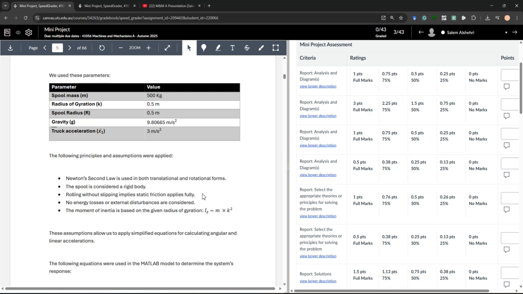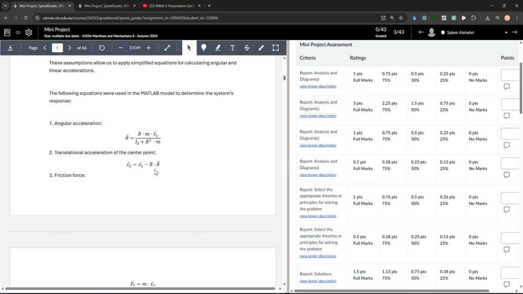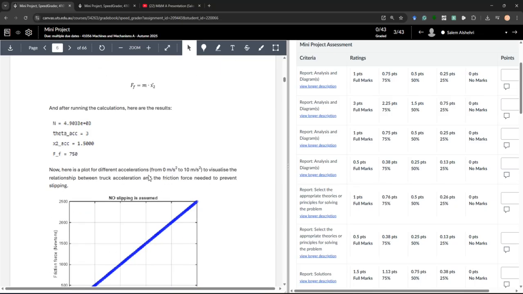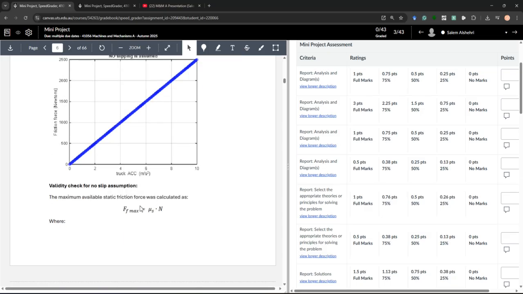Once again, he got all that from the MATLAB. Same thing for the angular acceleration, which is the alpha, the acceleration, and the friction force to be generated. The results actually coming from the MATLAB are here. The diagram from MATLAB, that's okay.